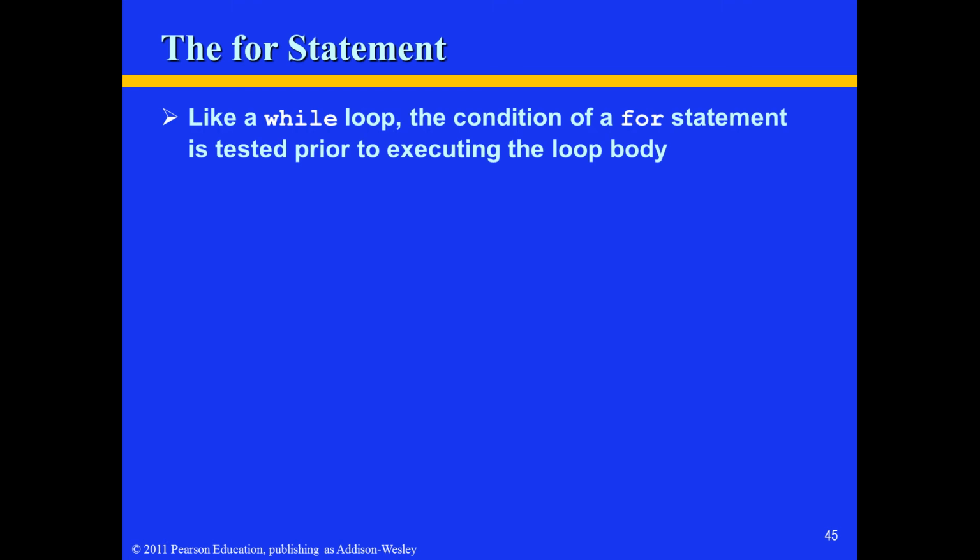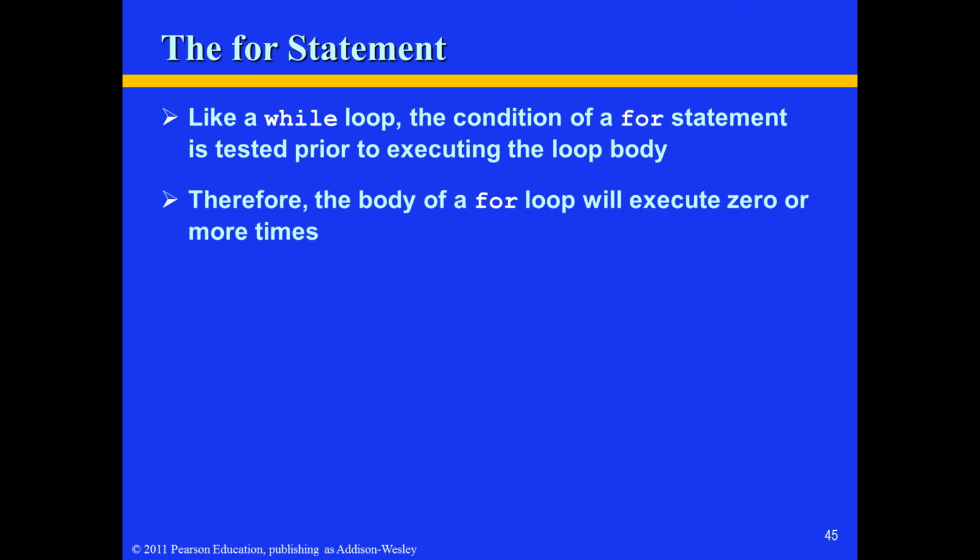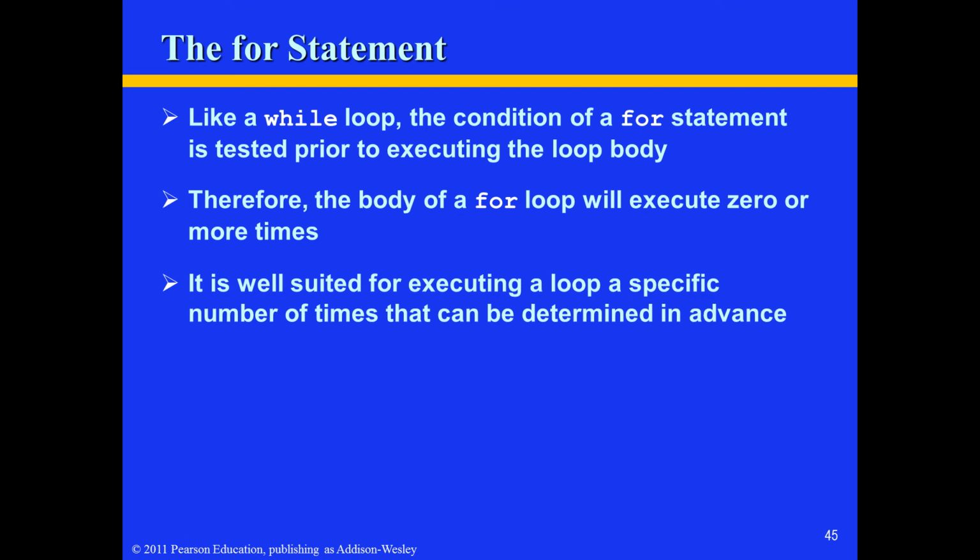So, like a while loop, the condition for a for loop is tested before executing the body of the loop. Therefore, the body of the loop will be executed 0 or more times, but it might be 0. It's well suited for executing loops of a specific number. So if you know exactly how many times, like 100 bottles of beer on the wall or a multiplication table, then you probably want to use a for loop.